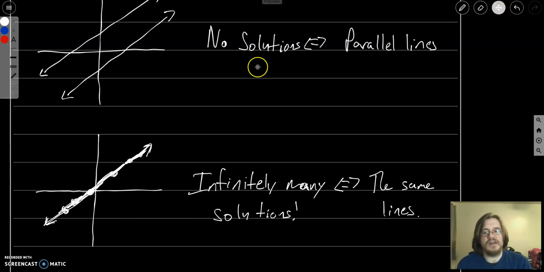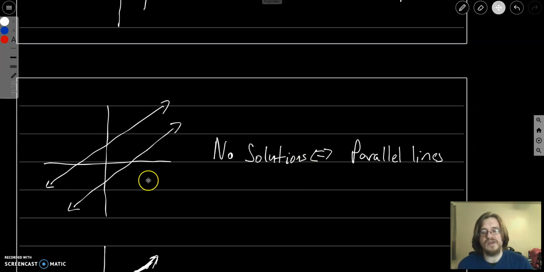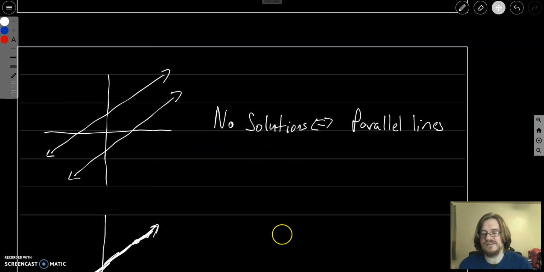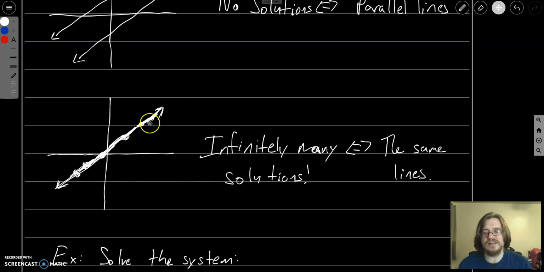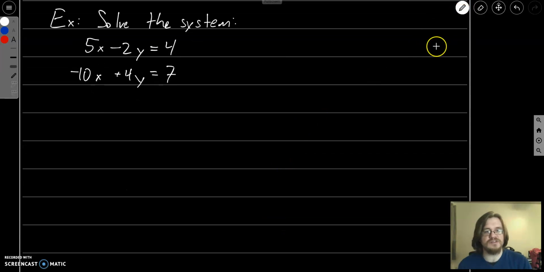So there are three situations. We can have two lines that intersect at exactly one point. Quite often this is going to be the case. We could have two lines that never intersect, and therefore there are no solutions. Or we could have two lines that are exactly the same, at which point they overlap everywhere, and there are infinitely many points along the line. So let's take a look at what happens in these situations.